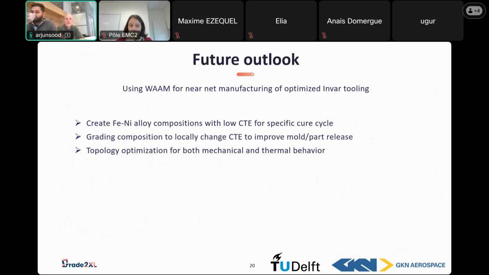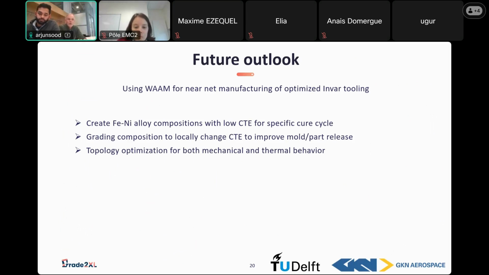Let me take over here. We have now learned about what iron nickel alloys can do and how you can play with the thermal expansion coefficient. And that provides the potential of specifically tailoring or creating your alloy that perfectly fits your cure cycle. So if you go for a certain temperature, you could choose your iron nickel composition to get the best match, to finally get the highest accuracy composite parts out of it.